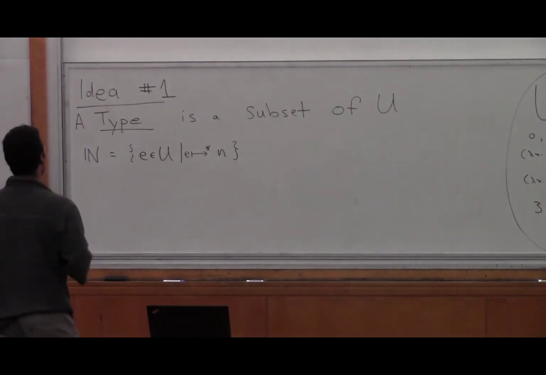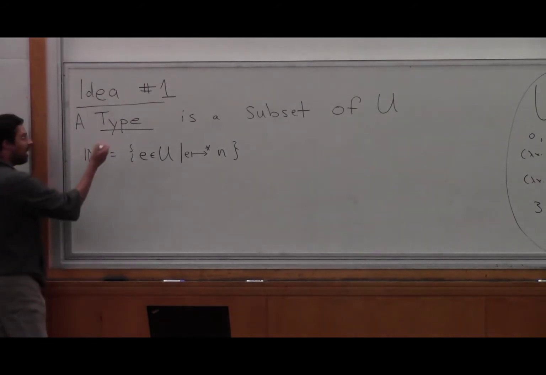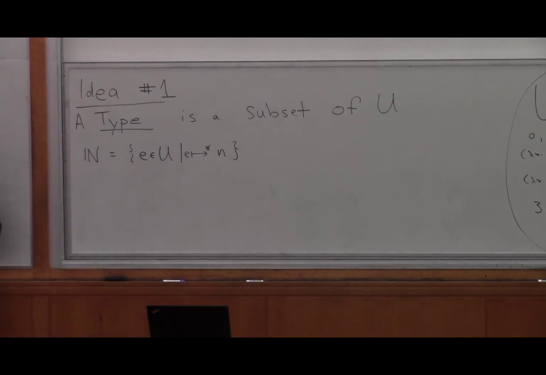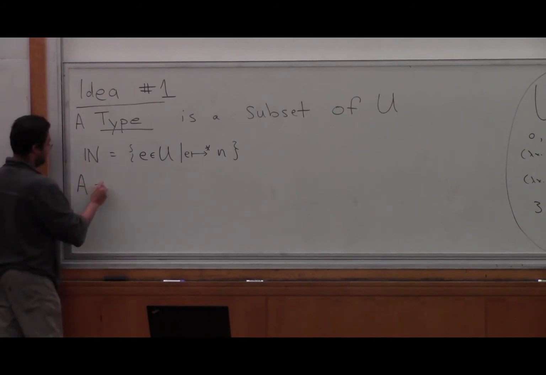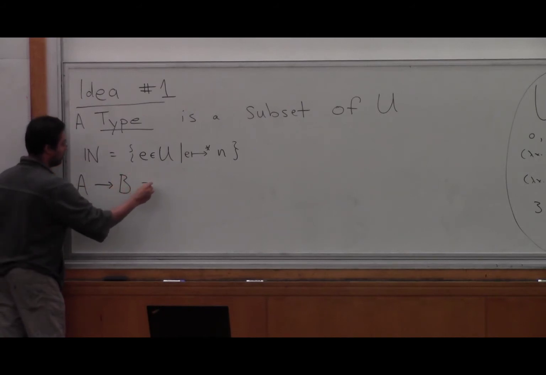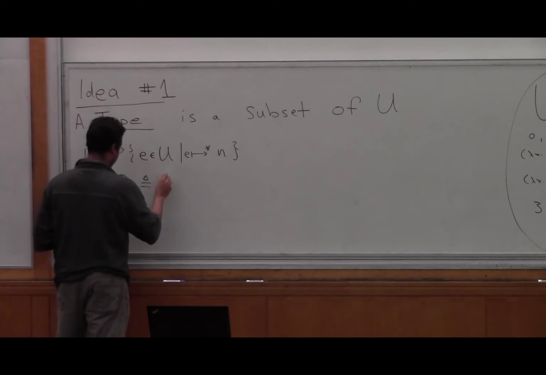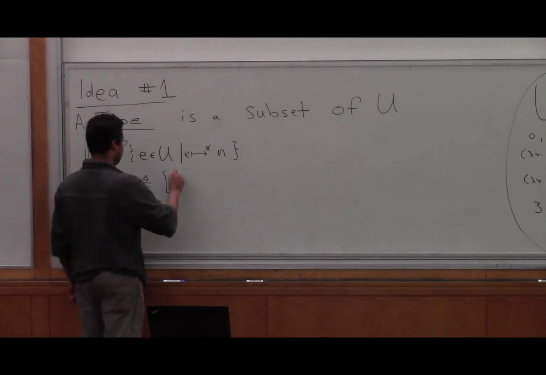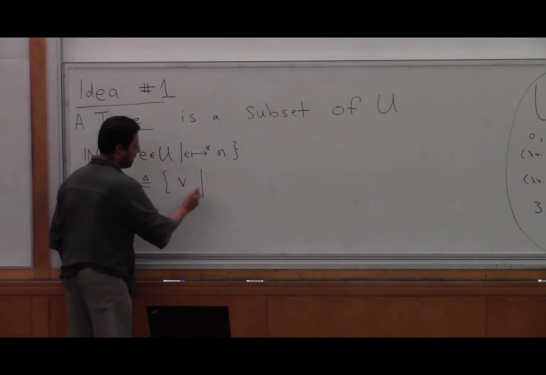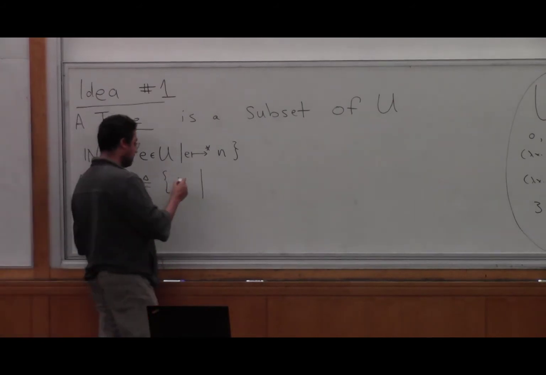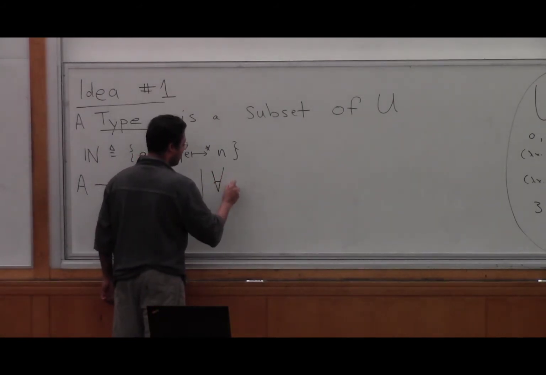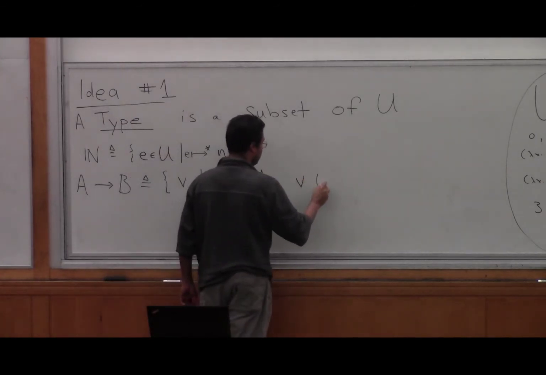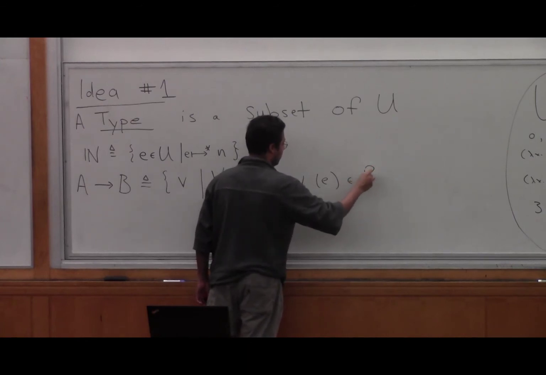And then for functions, let's say you have two types A and B, and by types I just mean subsets of U. We can say A arrow B we're going to define as the values such that for every expression E in A, V applied to E is in B.